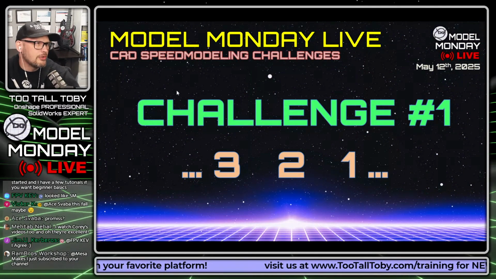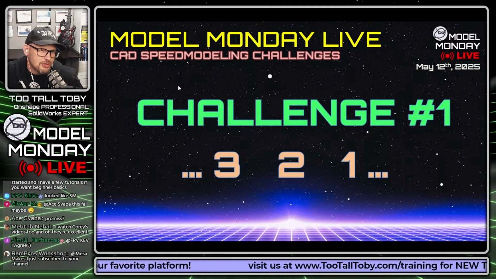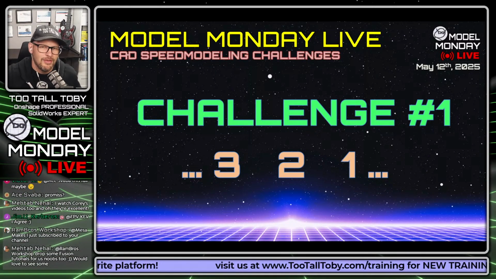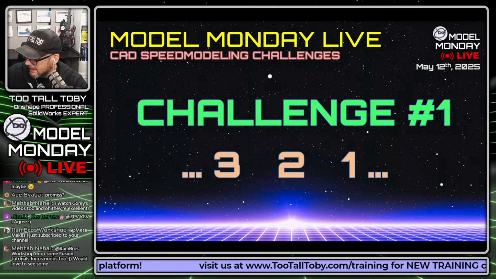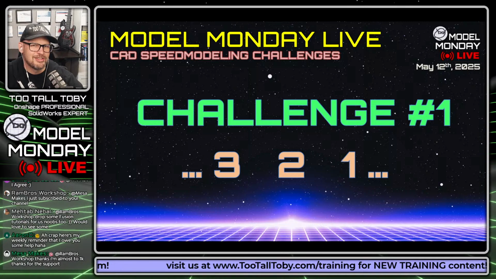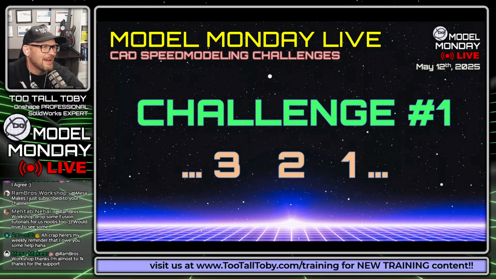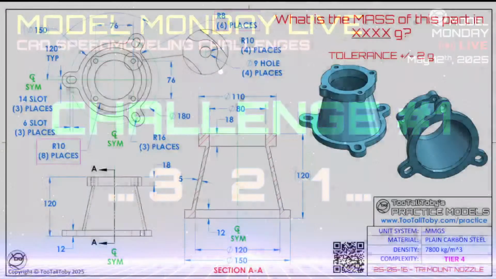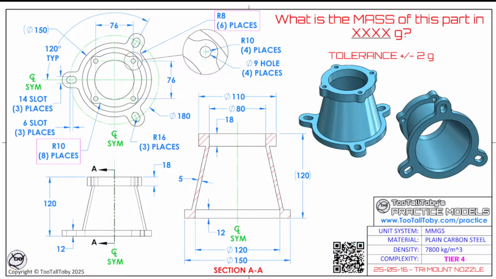I'm going to show you a 2D print. You're going to take a screen capture of this 2D print, and you're going to use your CAD system to try to turn this into a 3D model and calculate the mass. Here we go. This first CAD vs. CAD challenge, 3D CAD speed modeling challenge, begins in 3, 2, 1, go. What is the mass of this part in XXXX grams? The tolerance is plus or minus 2 grams.